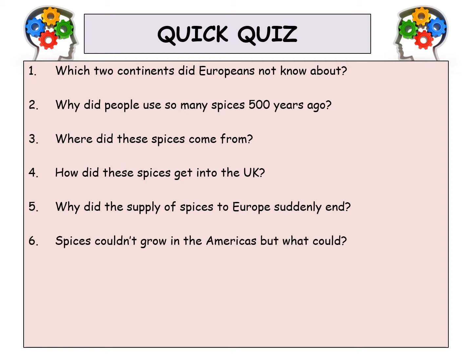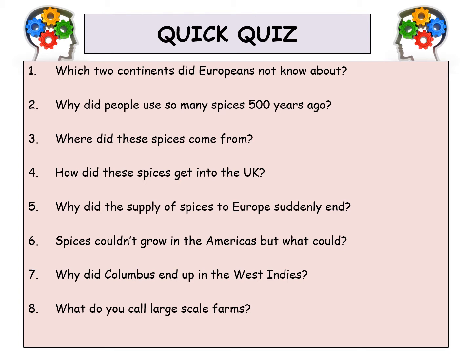Spices couldn't grow in the Americas, but what could? Why did Columbus end up in the West Indies? And what do you call large-scale farms? Last question you're looking for is, apart from sugar, what else was farmed? So 9 questions that you're looking for the answers for in the next couple of slides. You might want to write these questions down and then write the answers as you go and then just transfer it, that's fine, but use the next couple of slides to help you answer these.